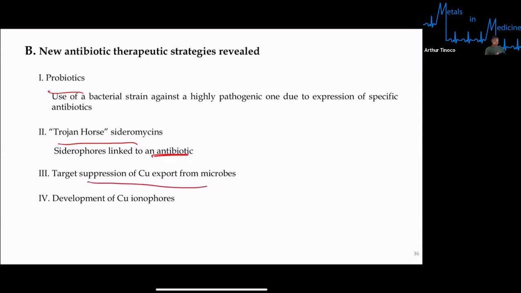You also have more recent explorations of trying to target the suppression of copper export. So by targeting, I mean to try to prevent the suppression so that you have a lot more retention of copper within microbes. And even the idea of trying to develop copper ionophores that can effectively transport the copper and release it into bacteria. So these are a number of things that people have explored in part due to studies on nutritional immunity.